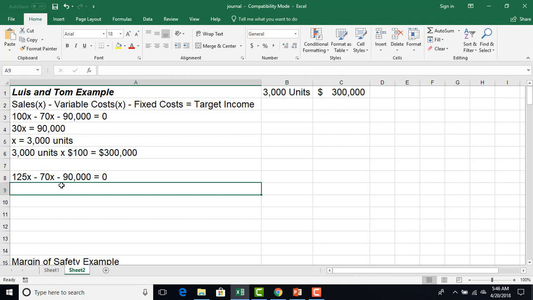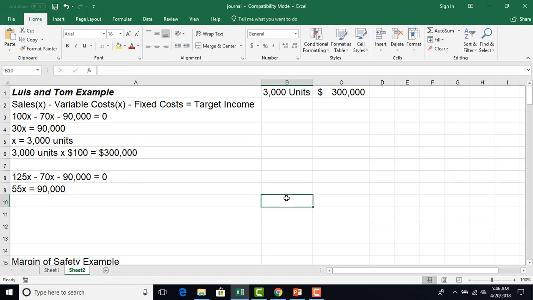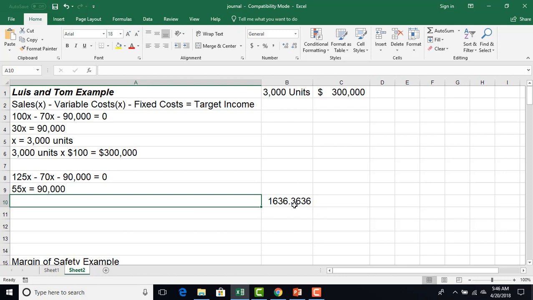So I have 125x minus 70x minus 90,000 equals 0. I can do my math here. 125 minus 70 leaves me with 55x on this side. Add 90,000 to each side, so I have 55x equals 90,000. I can divide those two numbers out. So 90,000 divided by 55 gives a rough number of 1,000-something. Sorry, I didn't work through these numbers before I provided them for this example.